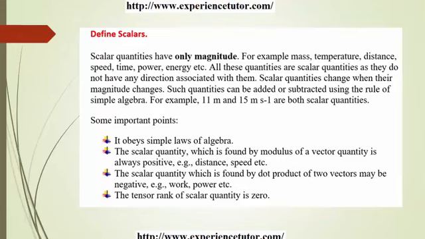Some important points. It obeys simple laws of algebra. The scalar quantity which is found by modulus of vector quantity is always positive. Example, distance, speed, etc. The scalar quantity which is found by dot product of two vectors may be negative. Example, work, power, etc. The tensor rank of scalar quantity is 0.